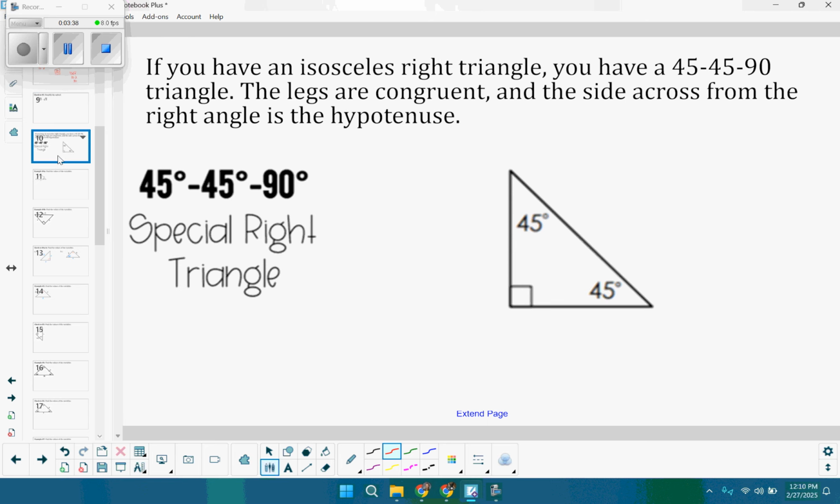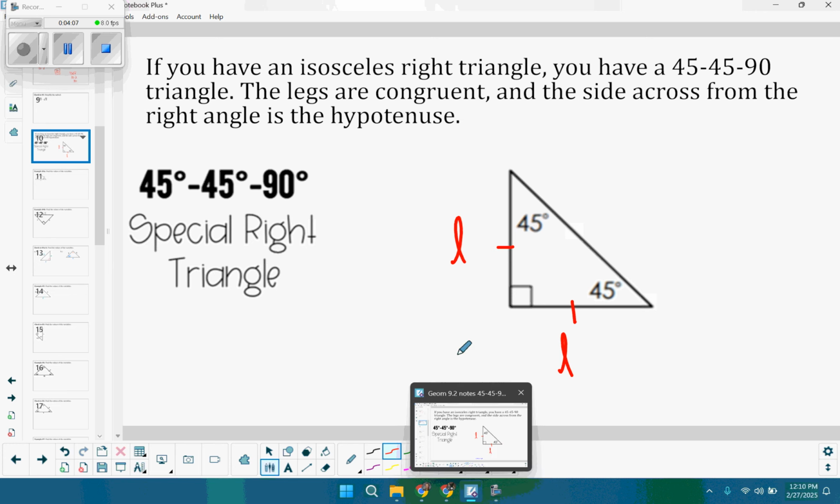Now we're going to get to the actual point of all that, because we're going to talk about a special right triangle that's called a 45-45-90 triangle. It's named that because the angles in the triangle are 45 degrees, 45 degrees, and 90 degrees. This has to be isosceles because the two angles are congruent. That means two sides are congruent, and we're going to call those legs. So the legs are congruent.